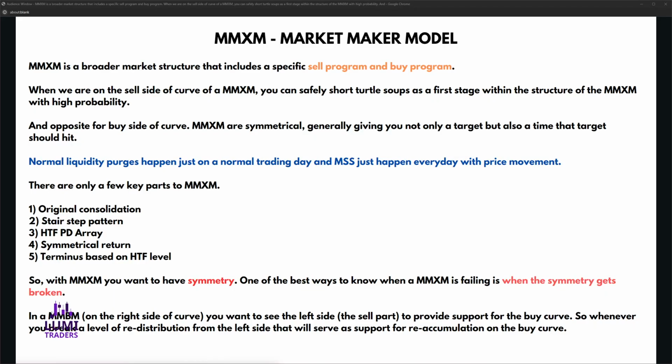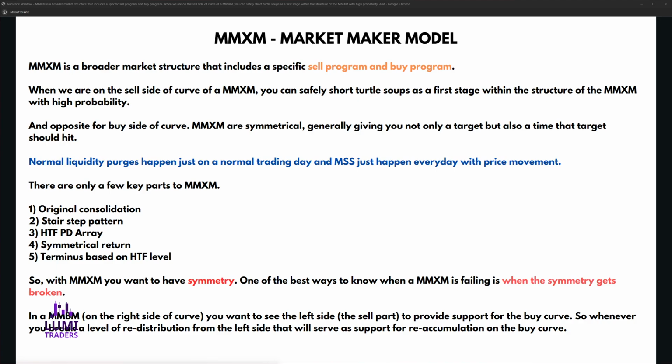What do I mean by this? I mean that the first stage of accumulation or distribution should always offer a turtle soup trade idea. I'm going to talk about the first stage a little bit later today, but here is just a quick note. And opposite for the buy side of the curve, you want to trade the first stage of accumulation or first stage of distribution as a turtle soup entry. But the market maker model is symmetrical, generally giving you not only a target, but also the time by which that target must be hit.